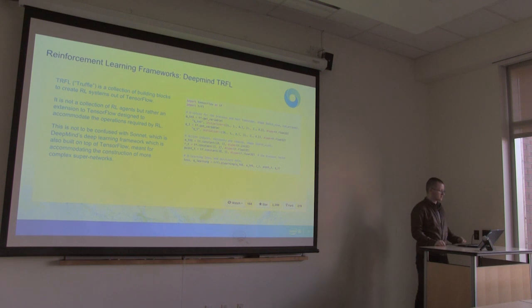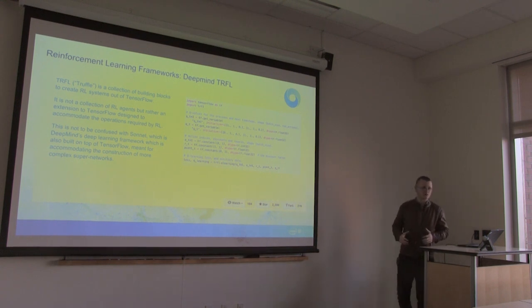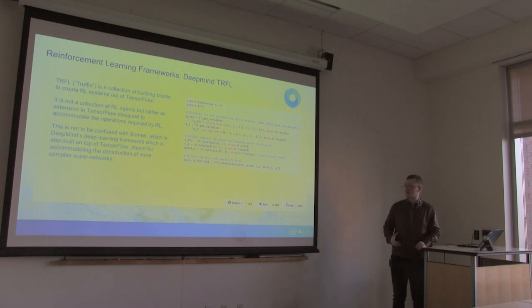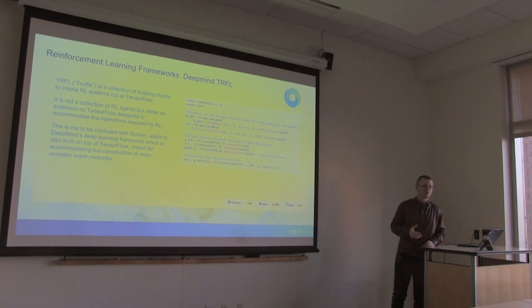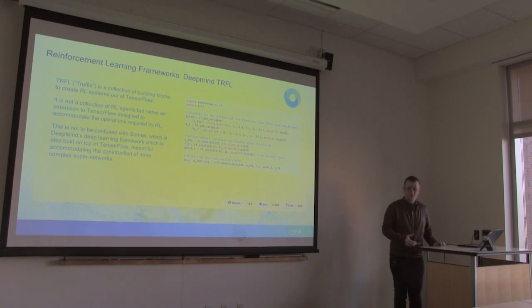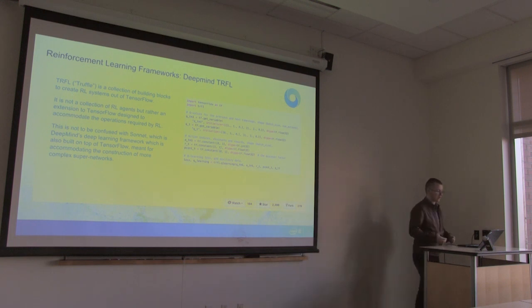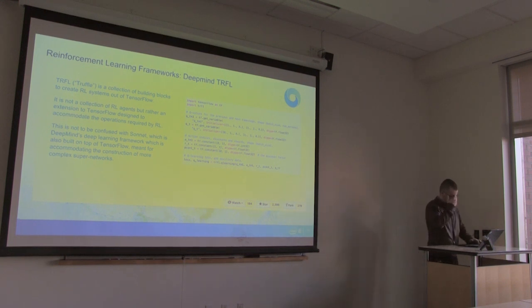This is from DeepMind. It's nicknamed Truffle. This is not actually an RL framework in the traditional sense where it provides you a bunch of agents and pre-made algorithms. What this is, is an extension of TensorFlow to include all the different types of operations that you find in RL. So if you want to build something from scratch and create new types of RL agents, you might use this to include to the TensorFlow library.